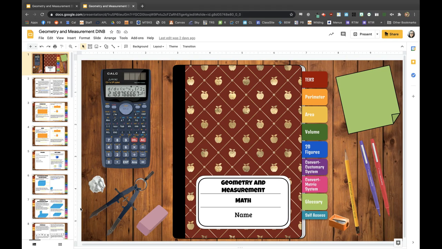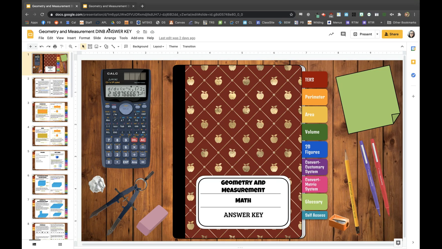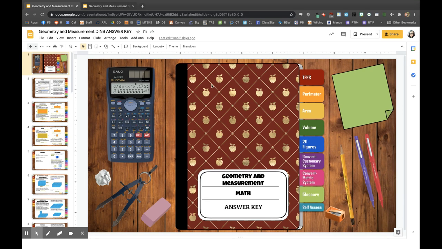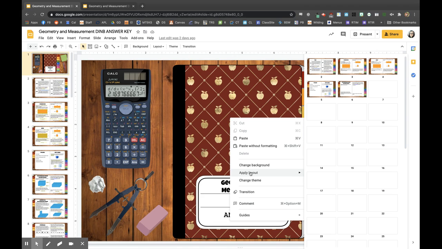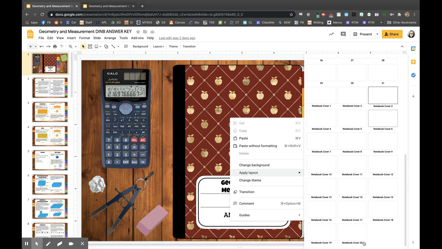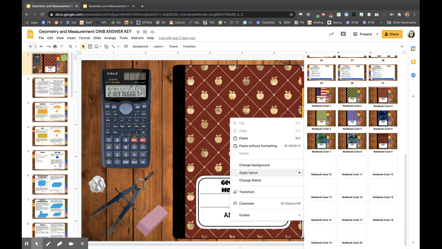Hello, this is a preview for my Geometry and Measurement digital interactive notebook. So there is a student version and an answer key version. And there is a cover that can be changed. You just need to right click and go to Apply Layout and then scroll down to the different cover options.